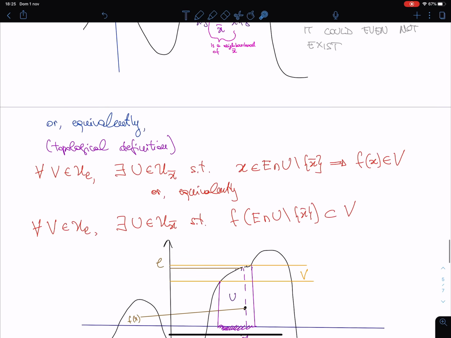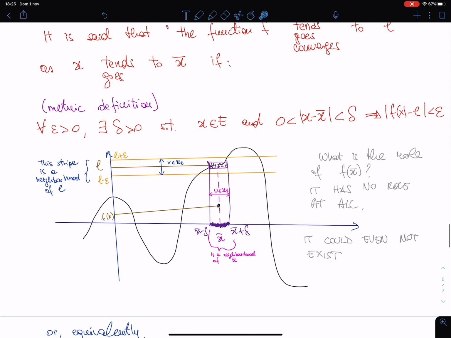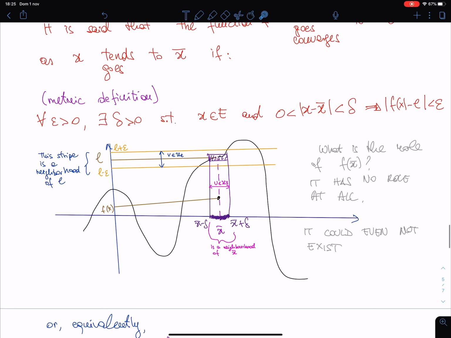So just one word, why metric and why topological? When I say metric, it is a word that in mathematics is linked to the idea of distance. So here I say metric, and indeed in this definition there are two distances. First, the distance between f of x and the limit. Second, the distance between x and the base point of the limit x bar. So we have this epsilon and delta that are numbers, are distances.